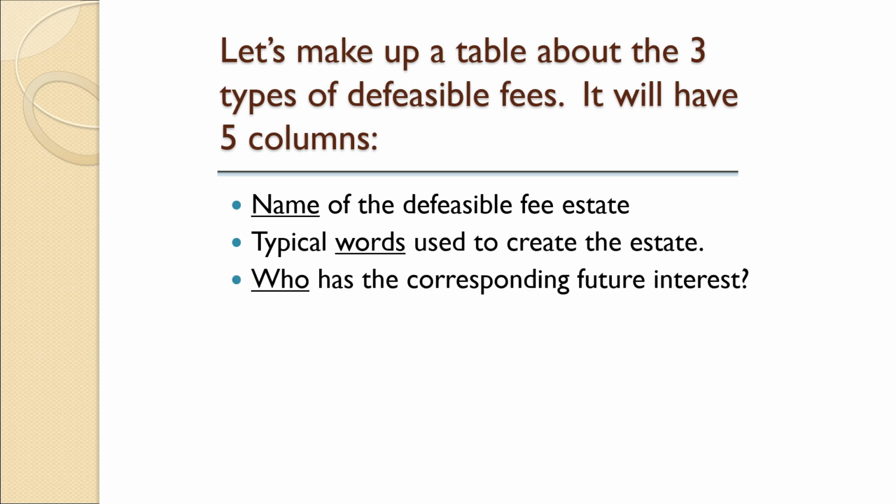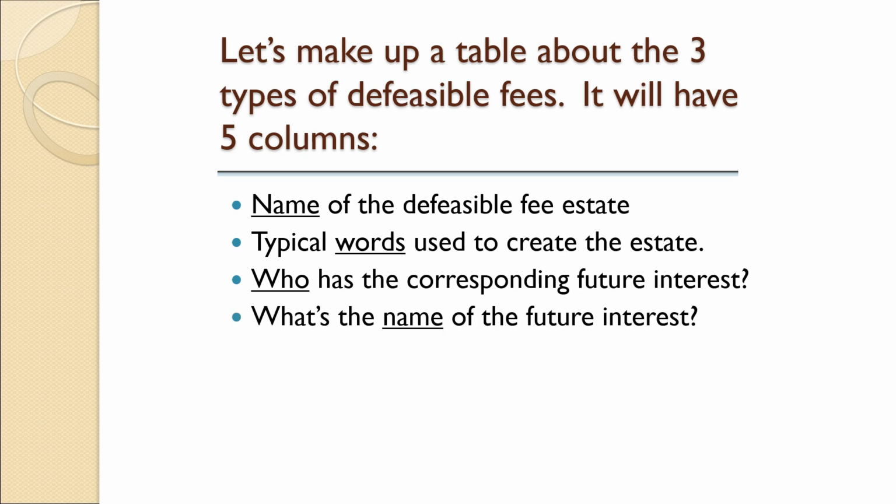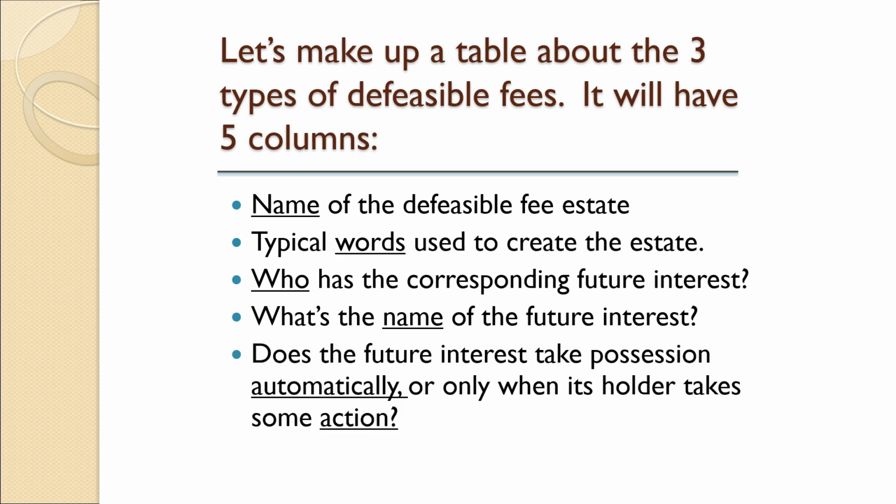In the third column, we'll put in who has the corresponding future interest, because remember, anytime anybody has a defeasible fee estate, somebody else must have a future interest. The fourth column will be the name of that future interest. And finally, in the last column, we'll answer the question, does the future interest take possession automatically when the condition on the defeasible fee estate is broken, or does it only take possession when its holder takes some action to get the property?